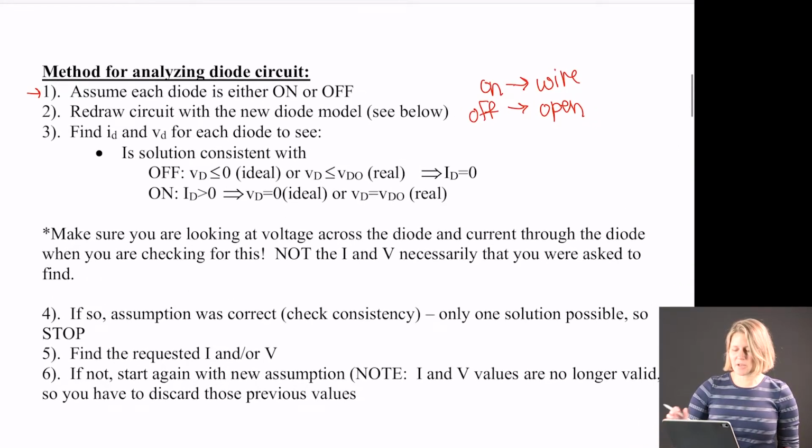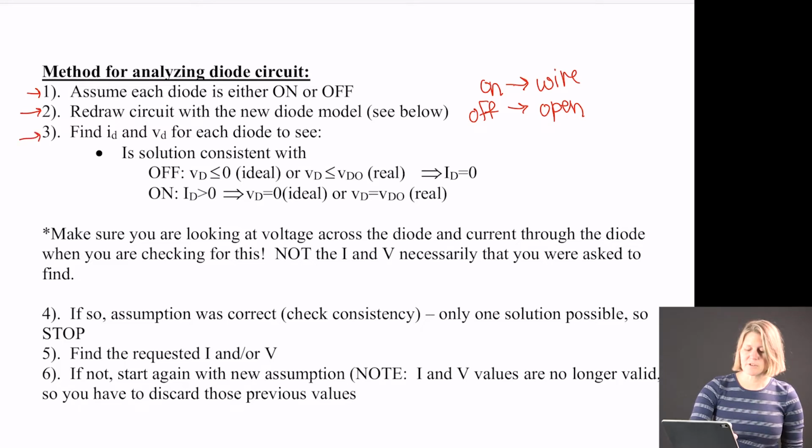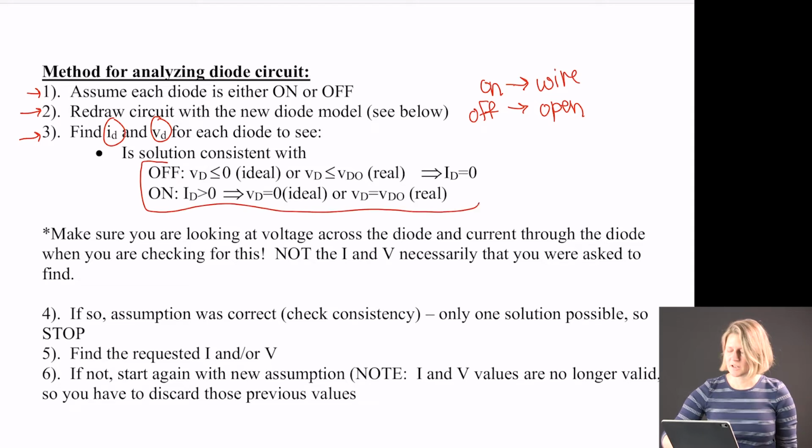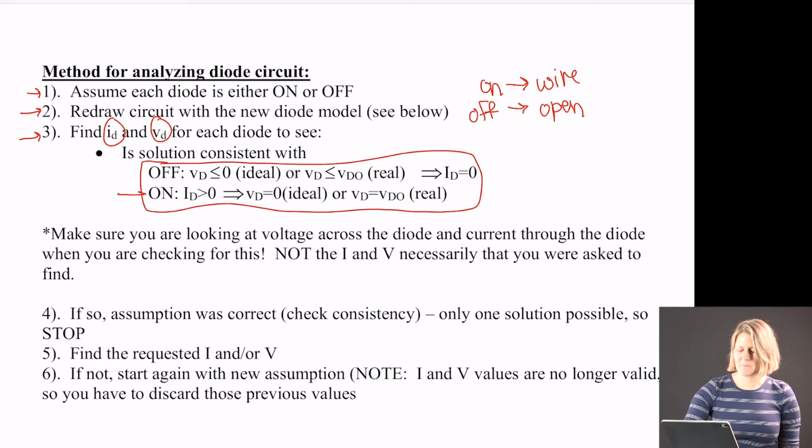So the method is to assume it's on or off. Then we're going to redraw the circuit with the new model. In our case, we're going to use the constant voltage drop model. So replace it when it's on with a voltage source. When it's off, it will still be an open. And then we're going to solve for your currents and your voltages within the circuit. Then we have to check and see if our assumptions were correct. The check is that if it's on, your current is greater than 0. And if it's off, the voltage across it you'll still find is less than or equal to 0.